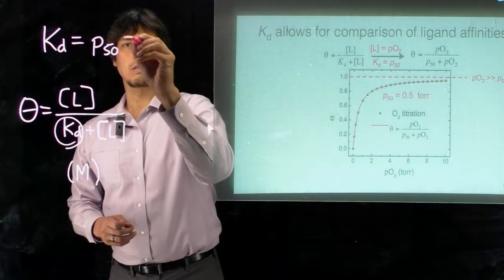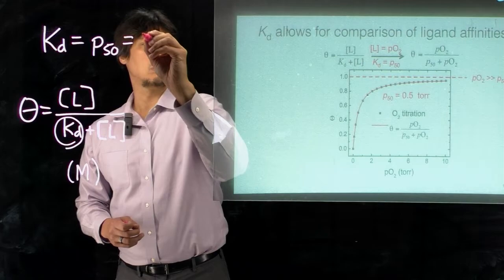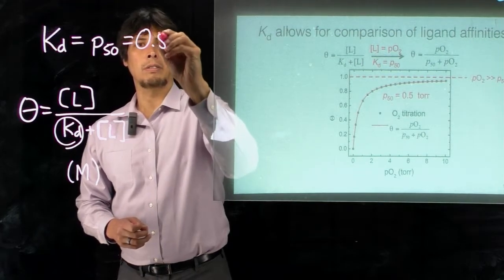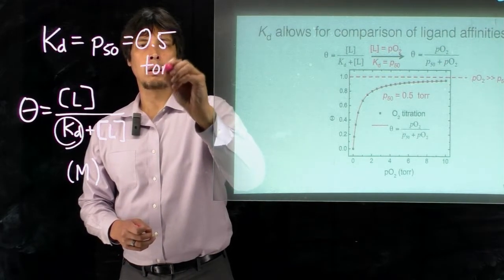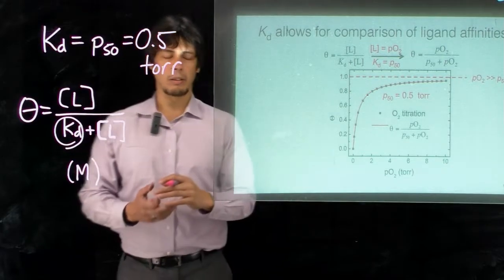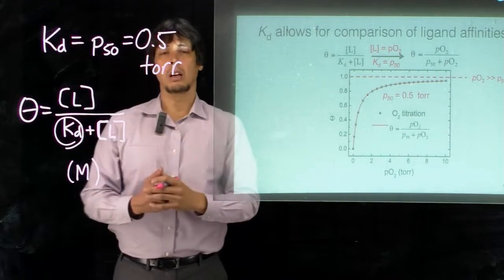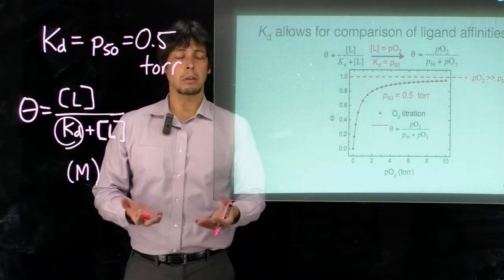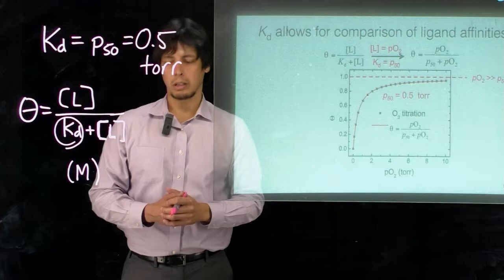But in this case, for myoglobin, it's 0.5 torr. And so that gives us a number which we can compare to the P50s for other gaseous ligands such as carbon monoxide, which we'll get to in a couple of lectures.